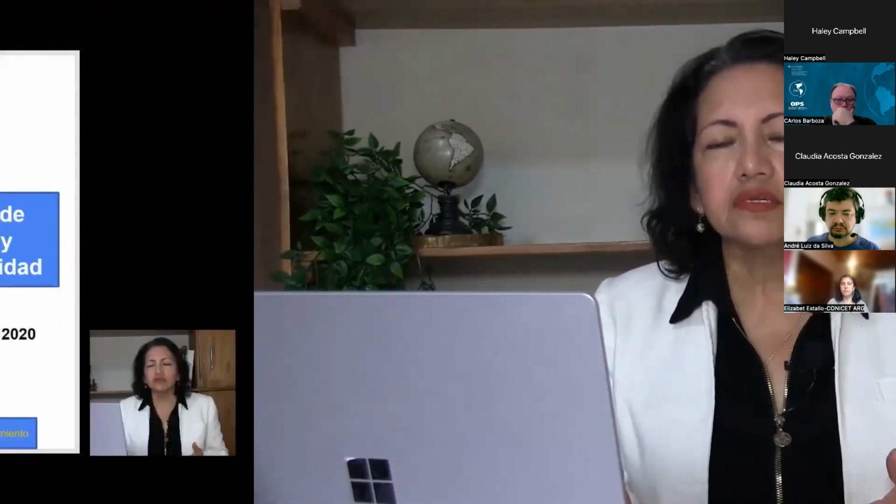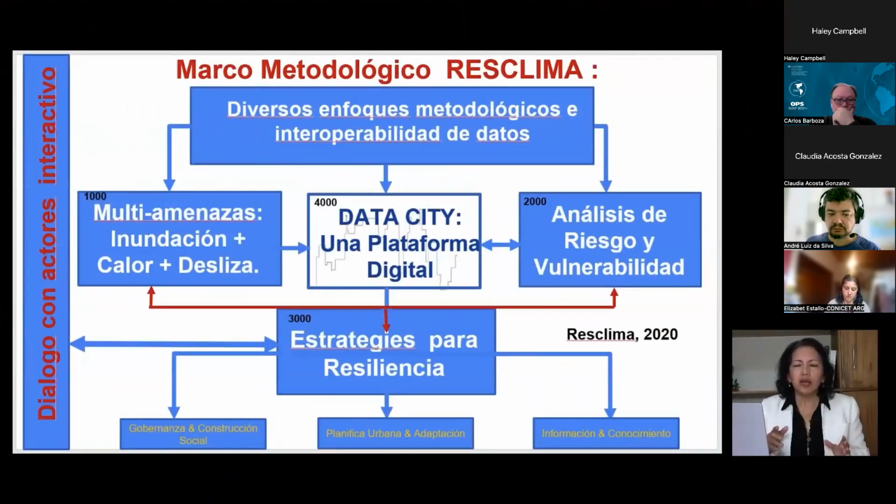Now, I would like to ask you, which was the focus of the methodological framework of the Resclima project, Climate Resilience for Durán, as we implemented it. The project included different methods to be able to interoperate different data. In this diagram, you will see that the first box, where it says component 1, we analyze multi-hazards: floods, urban heat islands, and landslides. Component 2, which is on the other side of the screen, you will see risk analysis.